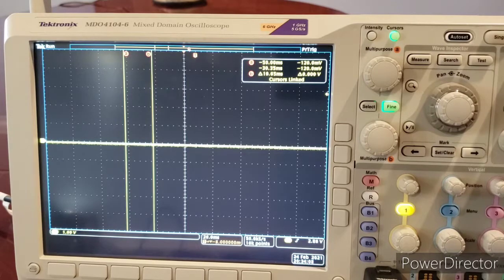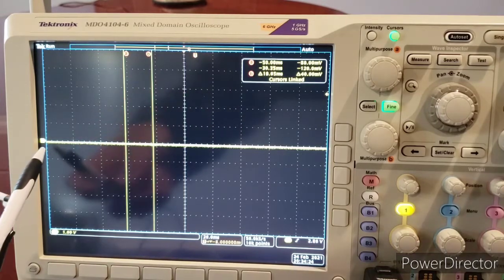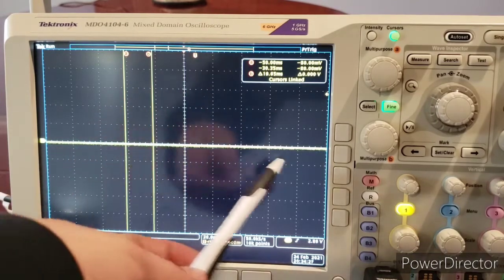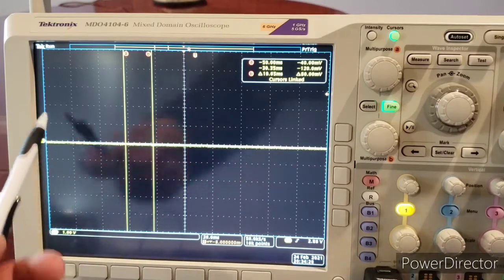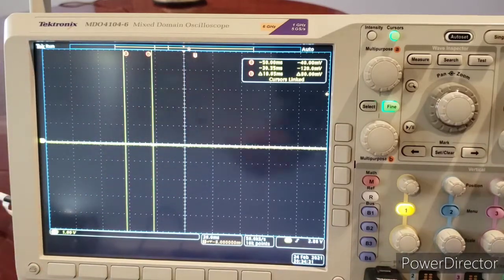Okay, so now I've connected the Tektronix multi-domain oscilloscope and I've turned the radar off. So what we're looking at is a zero voltage response in the time domain. What do I mean by that? The horizontal axis is time and the vertical axis is voltage. And we currently have 0 volts being measured. So let's turn the radar on and see what happens.